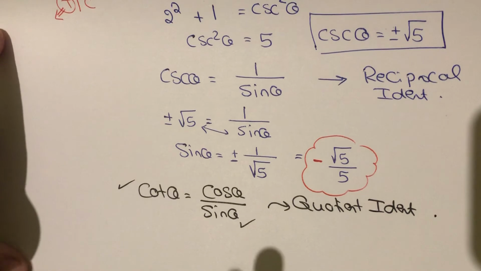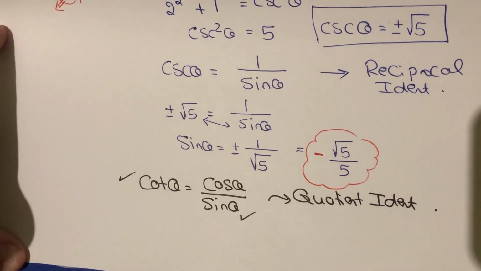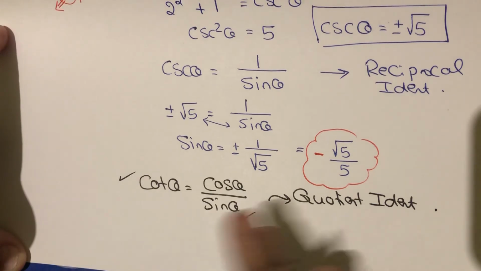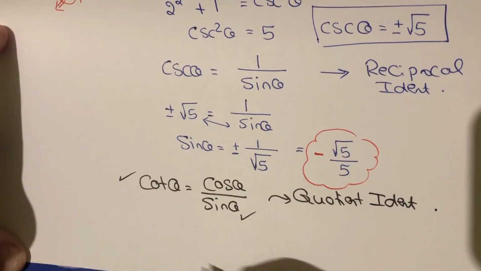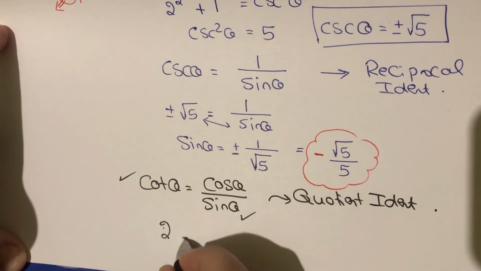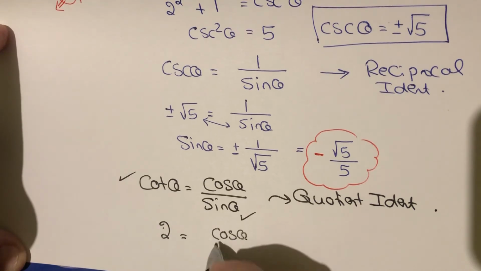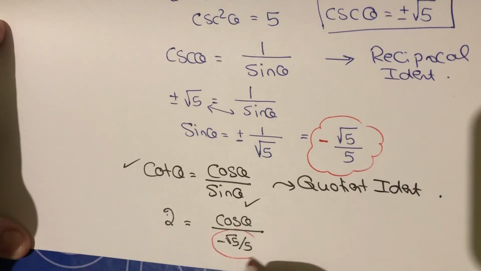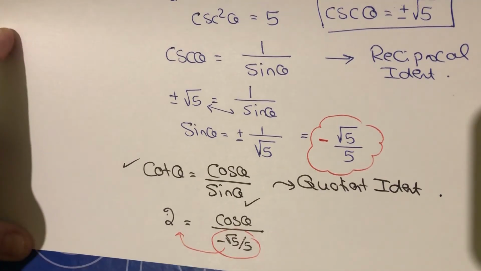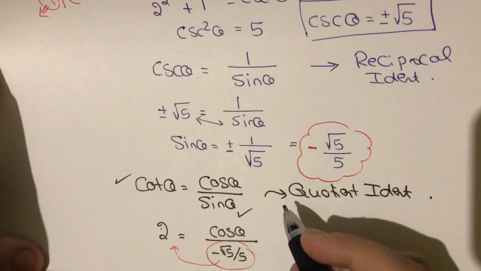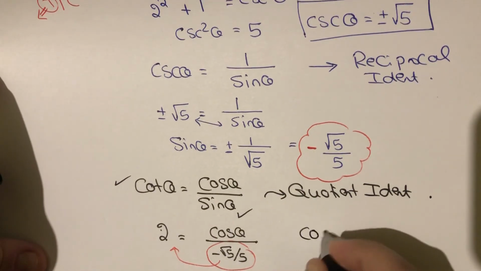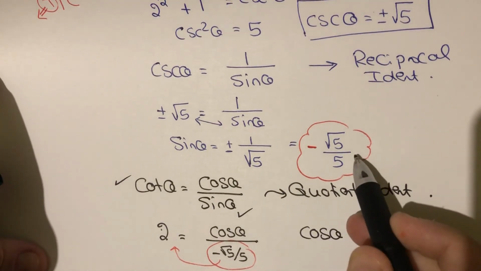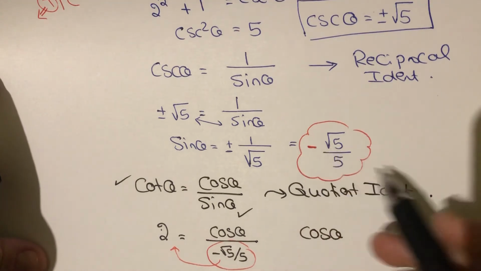So there's no one way. However you think, or whichever identity you think is going to be helpful for you, use it. I think this one is easy for me over here. I know cotan is 2, equal to cosine theta over negative root of 5 over 5. Okay? To isolate cosine theta, I'll take this as a multiplication over here, and I would automatically get my answer as negative because I already fixed the sign of the sine. I mean that it's negative, okay?